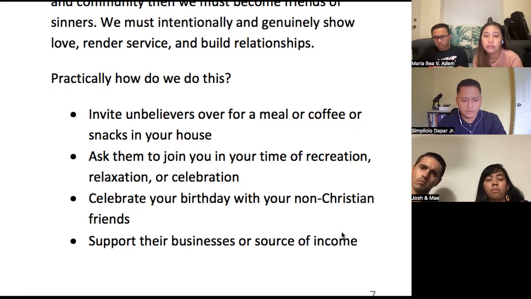But here's how you can do it: invite unbelievers over for a meal or coffee or snacks, maybe in your house or somewhere. We don't just always spend time with our church mates. We spend time with people outside our church because they're the ones who need salvation. The people in your church, whatever happened, they're saved already. But the people outside, they don't have Christ yet. So if you have extra money and you want to invest it for eternity, spending time with sinners is a better investment.